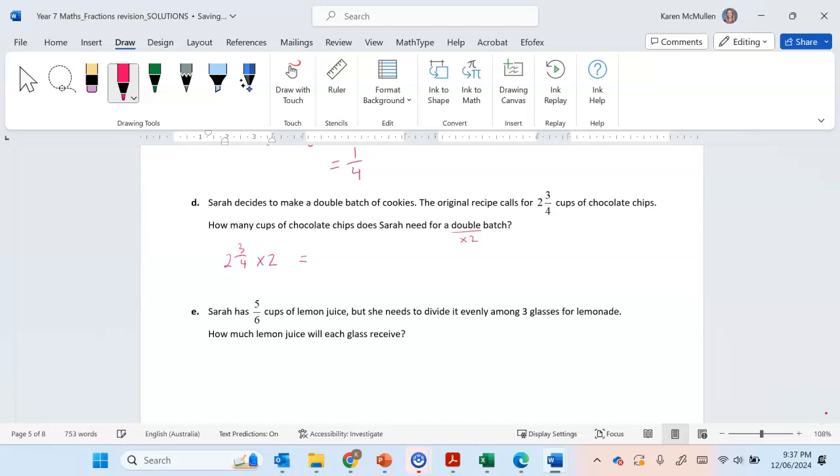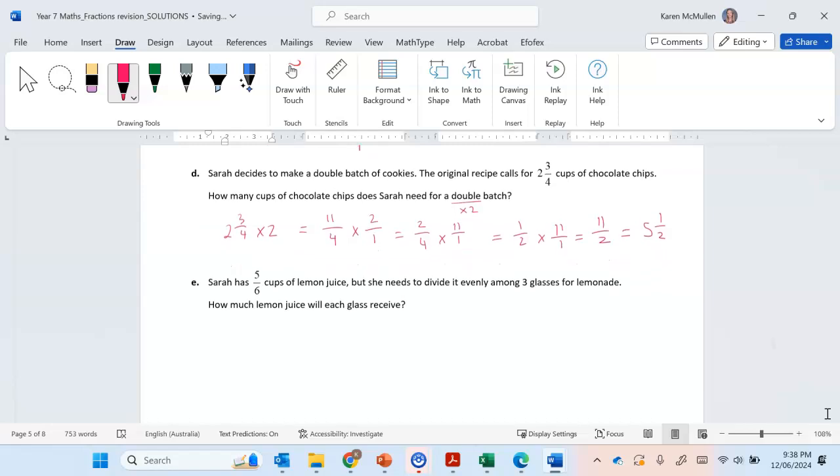Now we do need to convert that mixed number to an improper fraction. So 2 times 4 plus 3 is 11. And then remember 2 can be written as 2/1. Now you can switch your numerators, might make it slightly easier. All right, so we're going to have 1/2 times 11/1. So that gives me 11/2, which is 5.5. So she needs 5.5 cups.